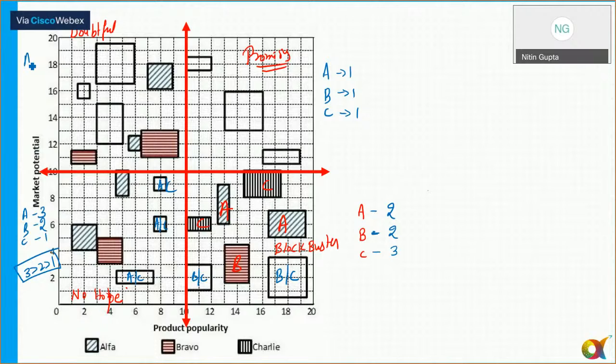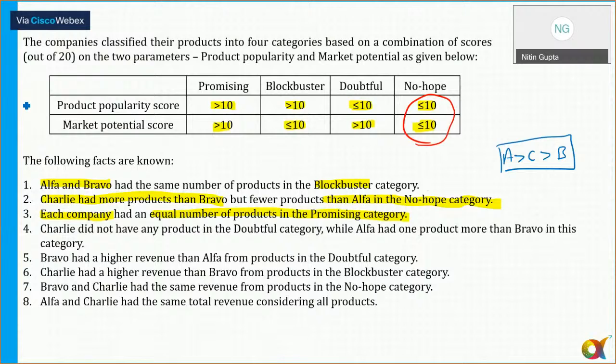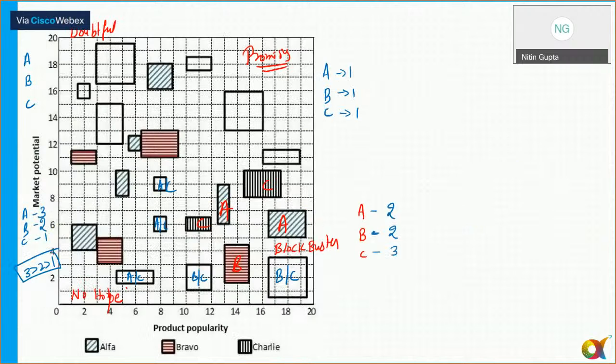Now coming to the doubtful category. I need A, B, and C in the doubtful category. So let's see what are the values of A, B, C in the doubtful category. Let me go back here. Now, option 4 statement in the doubtful category, and Bravo in this category. So Charlie is equal to 0 and Alpha is 1 more than the Bravo. So I can put here Charlie is equal to 0.